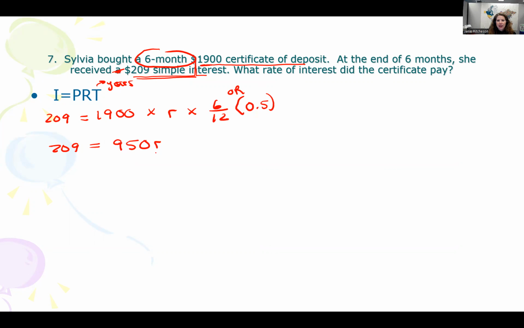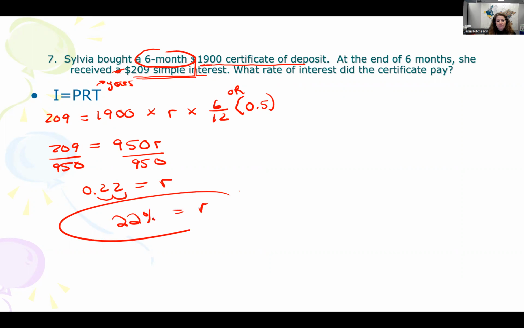And now to solve for rate, I'm going to divide both sides by 950. So 209 divided by 950 is 0.22. But it has to be a percent, so we move our decimal 2 places to the right. So the answer is 22%. That's our rate.